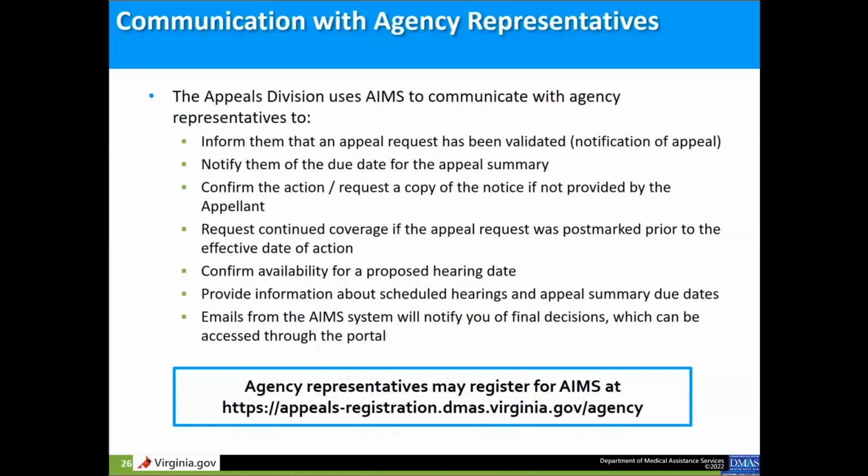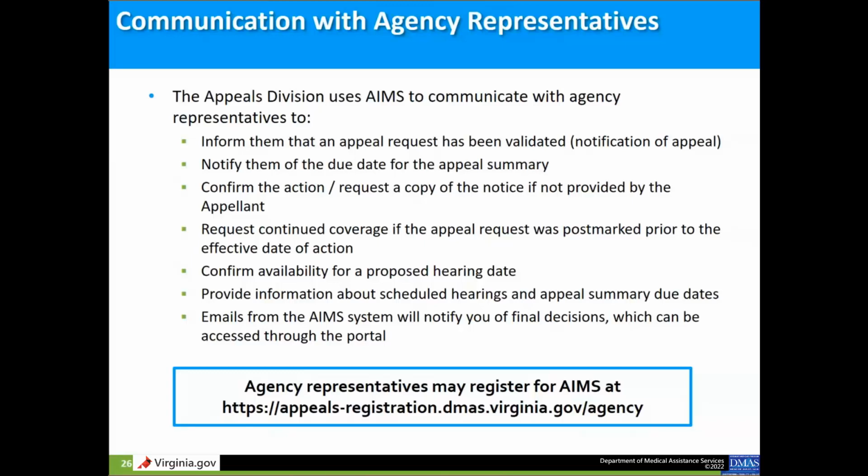We may also notify you that the appellant is entitled to continued coverage during the appeals process. Continued coverage applies when a member appeals a termination by the effective date of the action, or within 10 days of the notice of action. When you receive a notice that continued coverage applies, you must reopen the appellant's case in the original A category without a gap in coverage within 3 days of our request to do so.